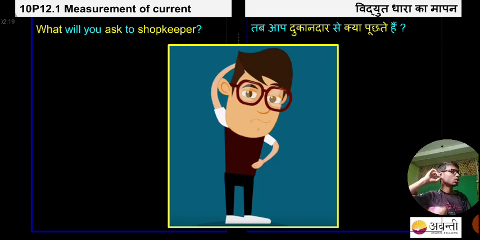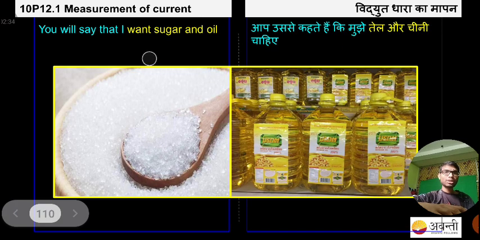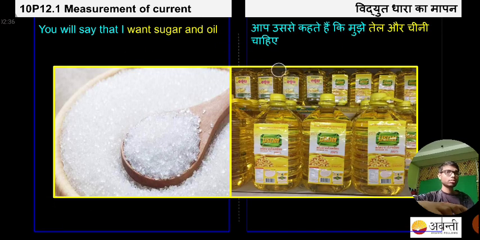You would say, do you have rice oil? Then what is the quality of this? How much is the price of this? All these things you will ask the shopkeeper. You will say that I want sugar and oil.